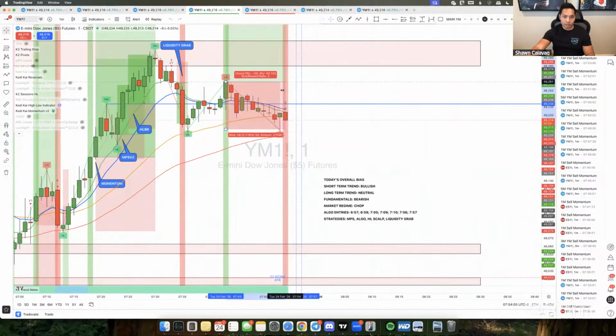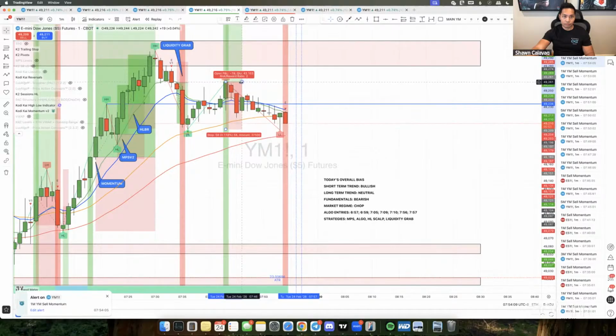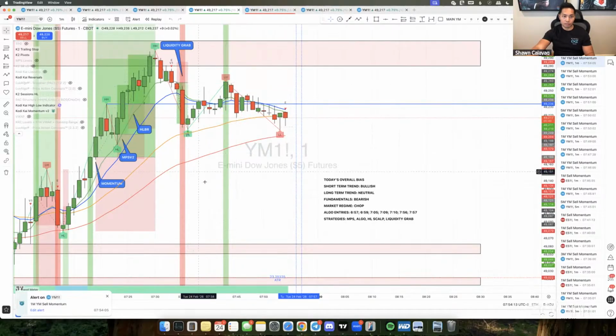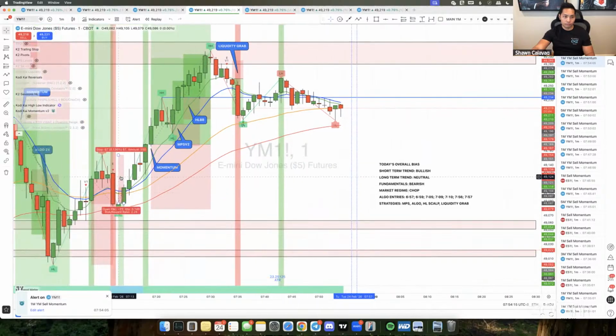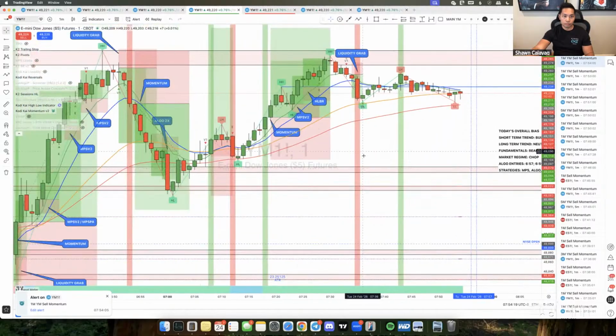So this momentum signal here has been invalidated. Yeah, I'm just going to take that off because it's pretty much done with. This was invalidated too. These other buys here still are active, these bigger moves.